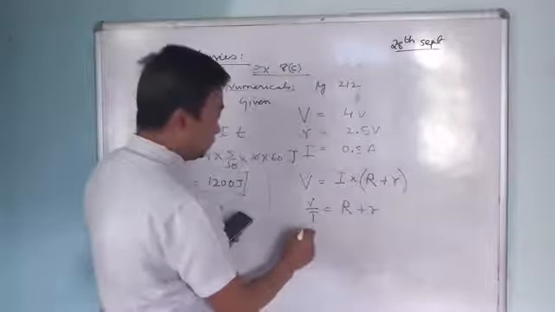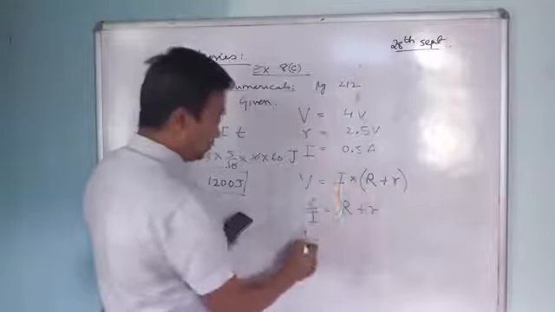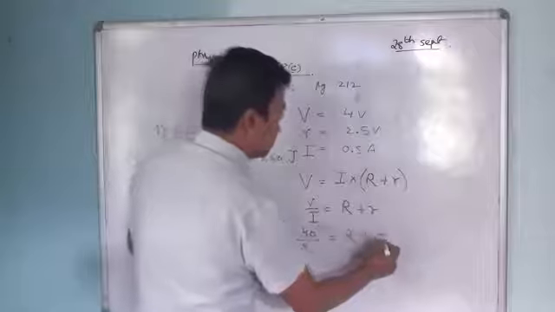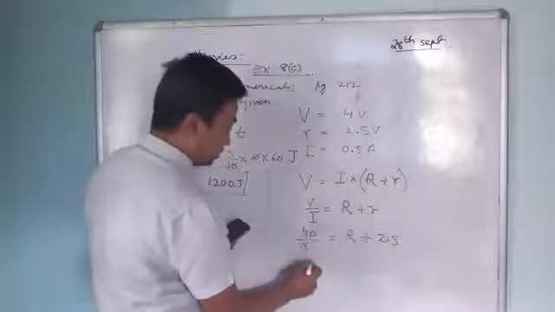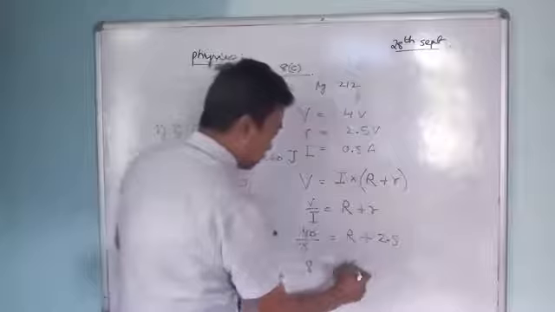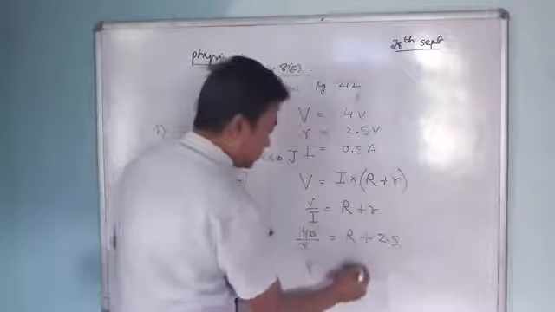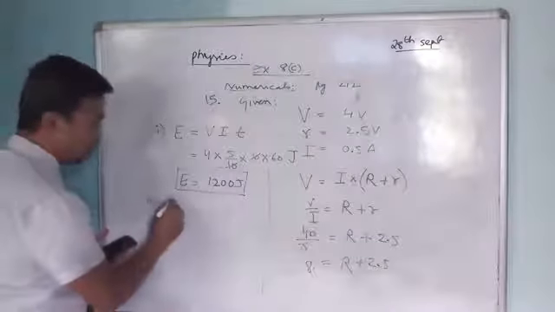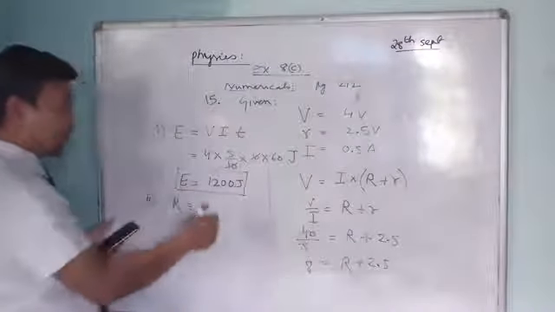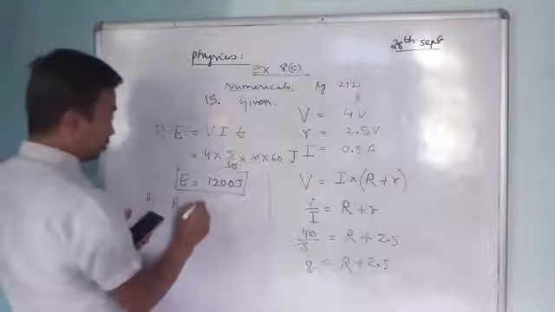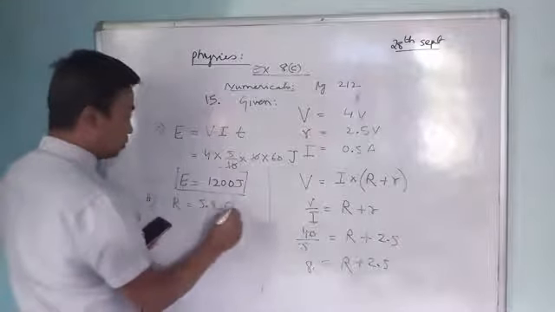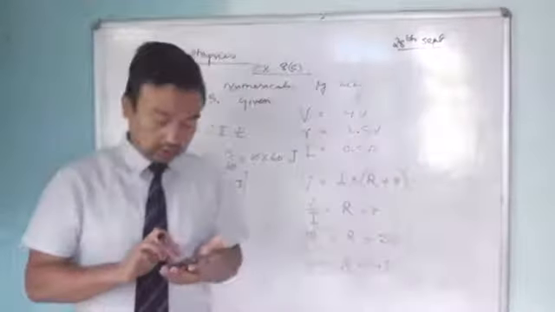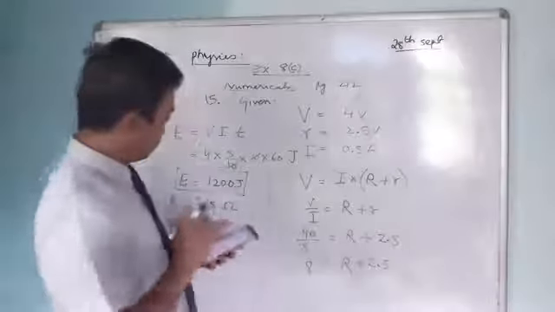If you solve it from here, what is V given to you? 4. The current is 0.5. If you remove the decimal, you will get 40. The internal resistance is 2.5. 8 equals R plus 2.5. So if you transpose it, the resistance of the bulb, that is the external resistance, will be 8 minus 2.5, that is 5.5 ohm. So the external resistance, or the resistance of the bulb, is 5.5 ohm.